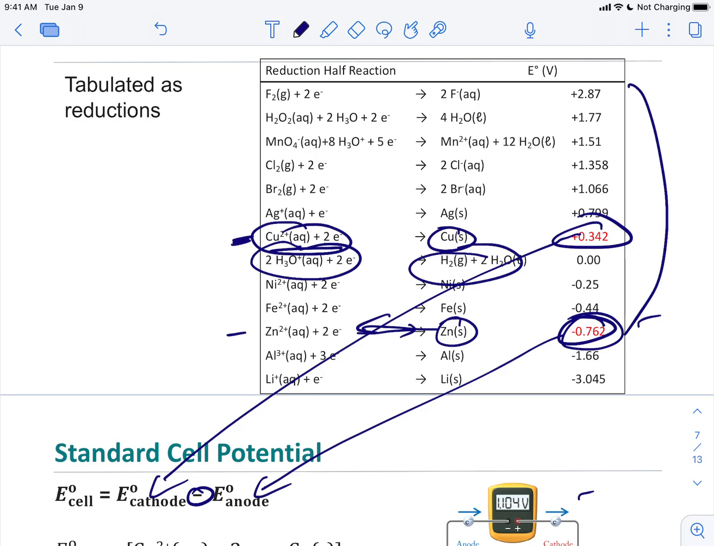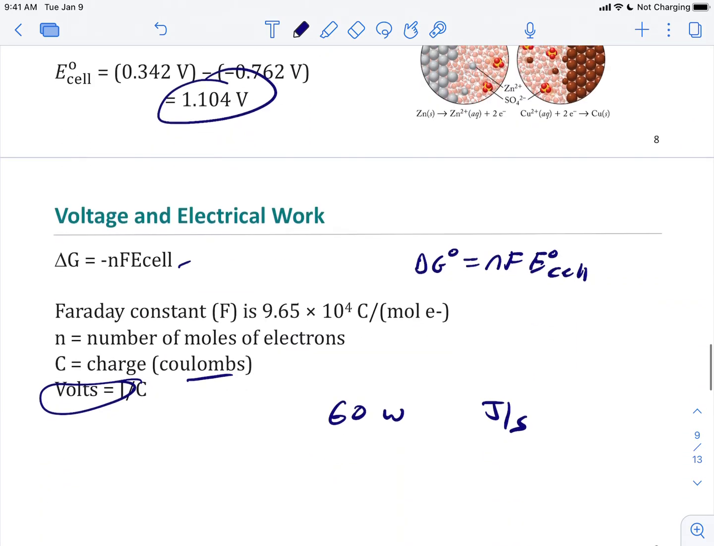Put the whole system together, you measure a voltage, and you get a positive value. That means the copper will proceed as the reduction, and the hydrogen reaction will proceed as an oxidation. If I do it with zinc, it's the opposite. The hydrogen will proceed as the reduction, and the zinc will proceed as the oxidation. So that's how you determine these values.